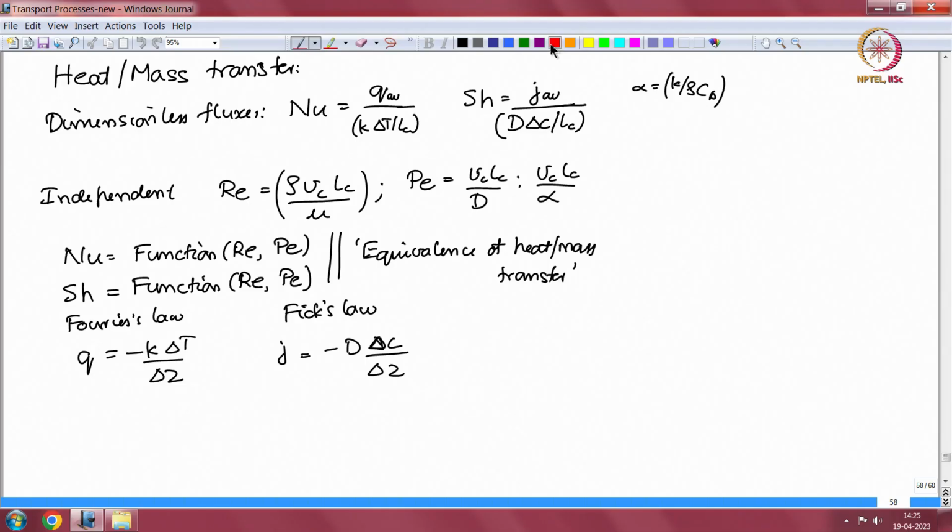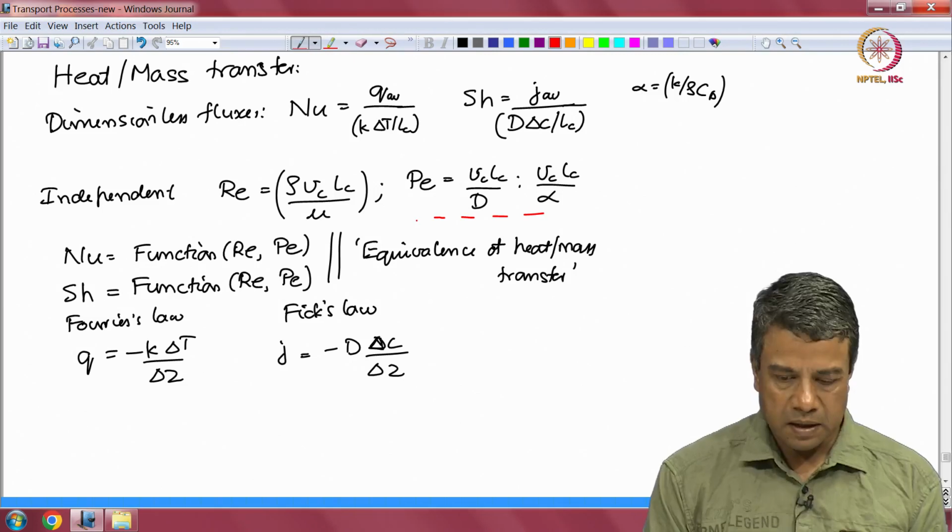In the last lecture, we had looked at some general considerations regarding correlations for heat and mass transfer. The transport properties depend on the ratio of convection and diffusion, and that ratio is governed by what is called the Peclet number. Peclet number is the product of the characteristic velocity, characteristic length, and the diffusion coefficient.